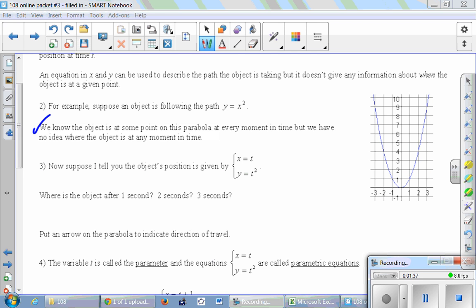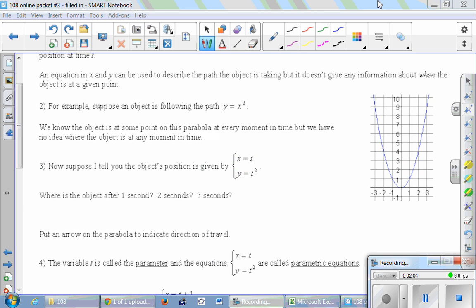So that's basically what this says here. We know the object is at some point on this parabola at every moment in time, but we have no idea where the object is at any moment in time. 3, now suppose I tell you the object's position is given by, and now here's a piecewise function because it has 2 different rules, but it's kind of different. At least it looks like a piecewise function, but it's really weird. I'm telling you what x is, and I'm telling you what y is, both in terms of this other letter, t. So x equals t and y equals t squared.